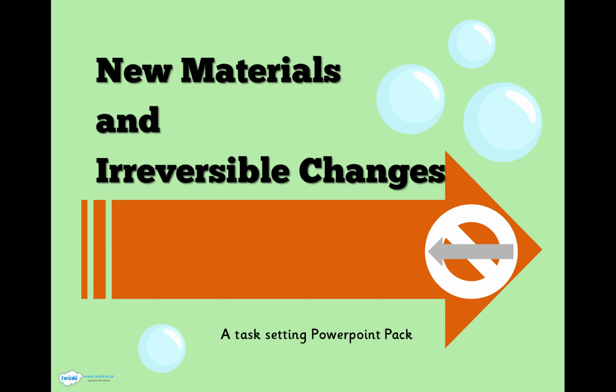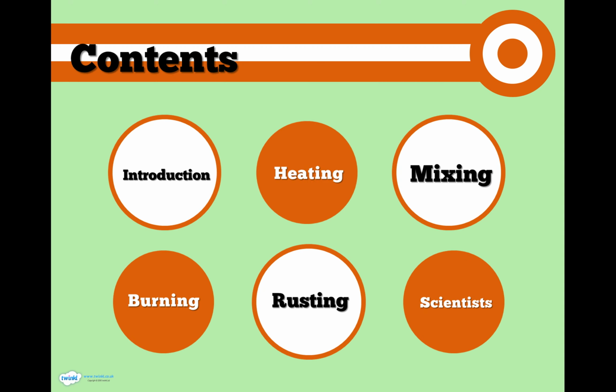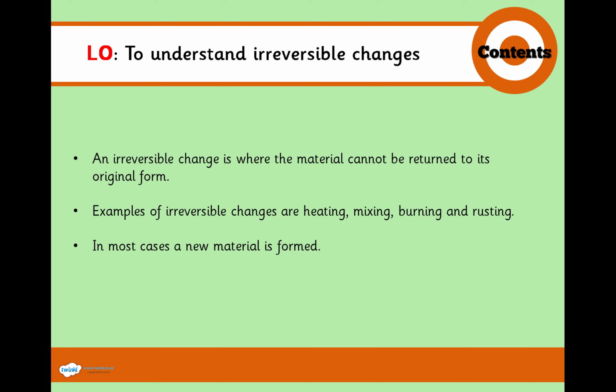Okay, so now we have something called irreversible change. So what is an irreversible change? Now we have heating, mixing, burning, rusting, and all of these processes really change the state of matter. An irreversible change is where the material cannot be returned to its original form.